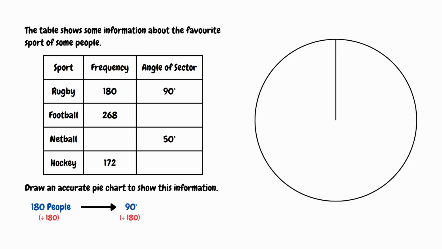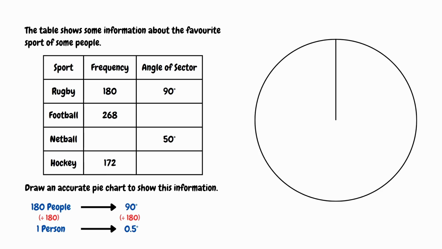So if I do that, on the left-hand side, I'll have 1. And then if I do 90 divided by 180, that's going to give me 0.5. So in our pie chart, every person is going to be represented by half a degree. So now that we have this information, we can use it to complete the table.